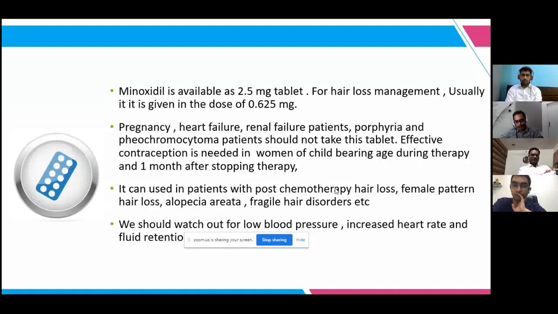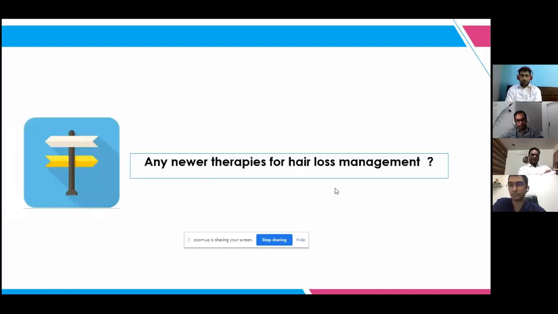But we should watch out for low blood pressure, increased heart rate, and fluid retention. So these things you should keep in mind, and I can give minoxidil, right? And then any new therapies for hair loss management, Dr. Rabai? Any new therapies you come across for hair loss management?